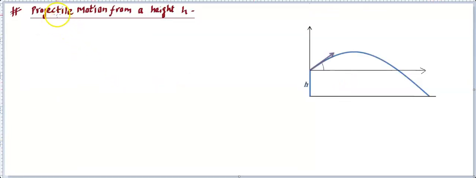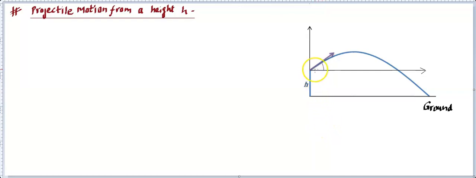Now let's talk about projectile motion from a height. Till now what we were discussing was projectile motion on a horizontal ground. So let's say this is the ground that has been shown over here. If we throw a particle like this, it follows this kind of projectile path. So that's called projectile motion on the ground.